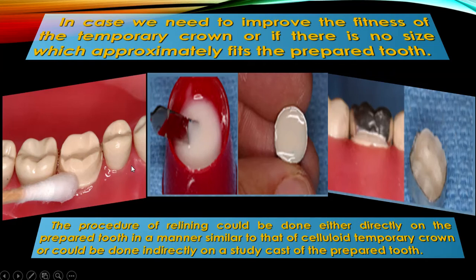The method is like what we use for the celluloid crown. Okay, as we see, we fill it, then we seat it over the prepared tooth. Before complete seating, we remove it and remove any excess, then the result will give us a well fitted temporary crown.